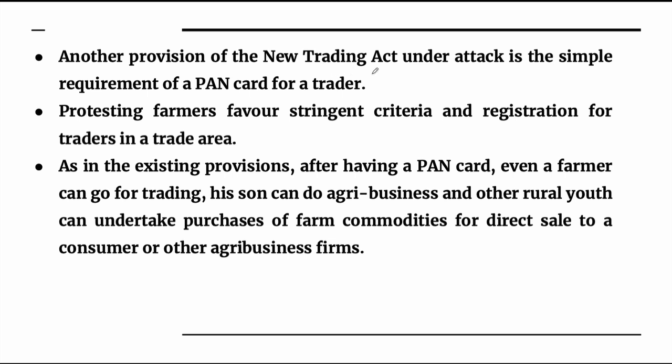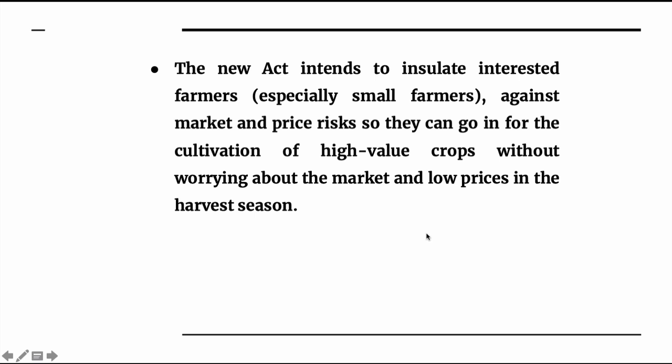Another provision of the New Trading Act: earlier there was a provision of licensing. In the previous law, you had this provision of licensing. Many middlemen would take the license and then carry out the trade. Now with a PAN card, a trade can be carried out. Even a farmer can go for trading. His son can do agri business and other rural youth can undertake purchases of farm commodity for direct sale. So with a PAN card, the trade can easily be carried out.